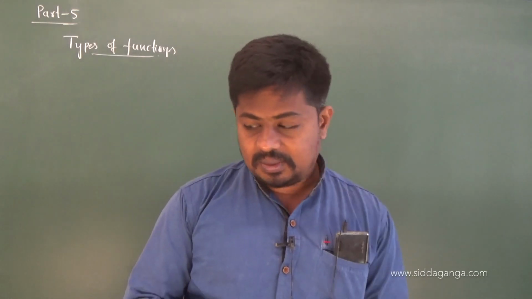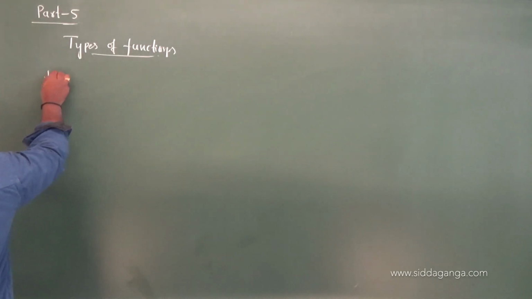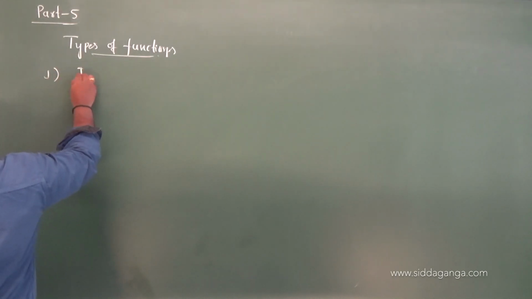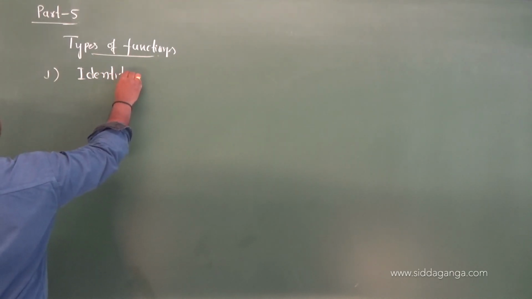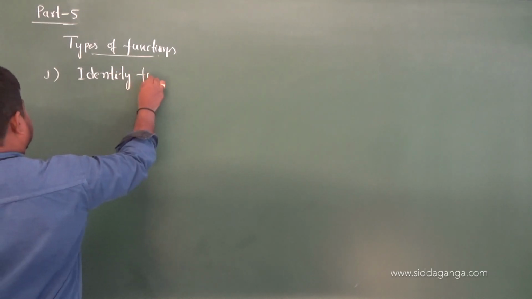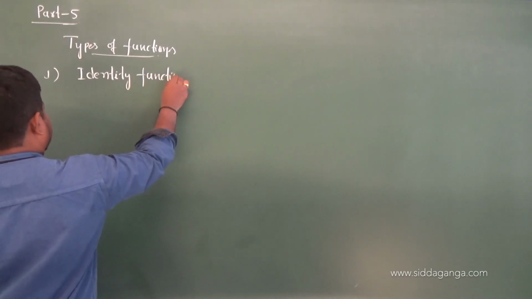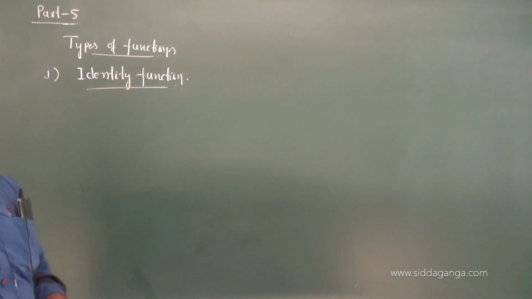Okay, so now let us move on to the first type, that is identity function. What is the definition of this?